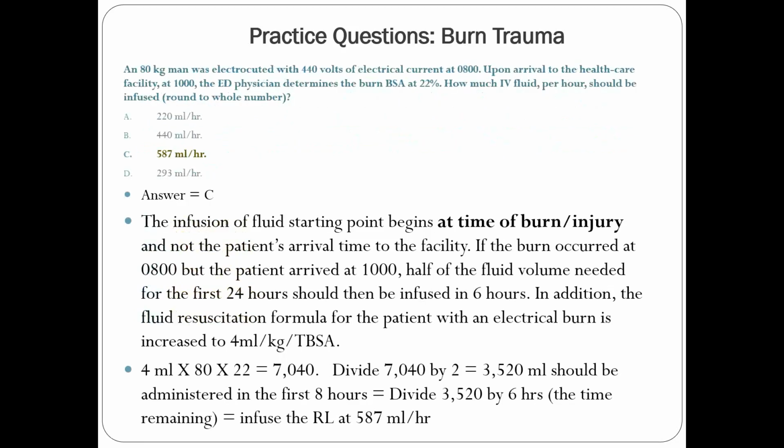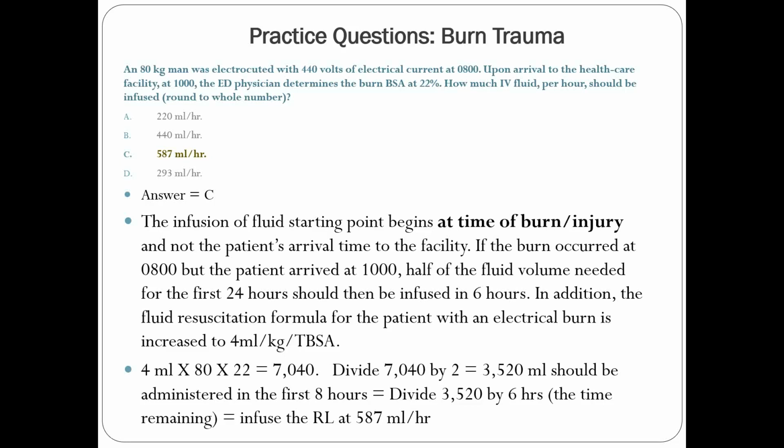Well, the answer is C, 587. So let's go over where I got that value to make sure this is information you need to know. Fluid resuscitation is very important whenever a patient has a burn, and the fluid resuscitation clock starts at the time of the injury, not at the time of the patient's arrival. So if the burn occurred at 8, but the patient arrived at 10, that means half of the fluid that is needed in the first 8 hours now has to be infused in 6 hours, because the patient arrived in a kind of lengthy time frame.